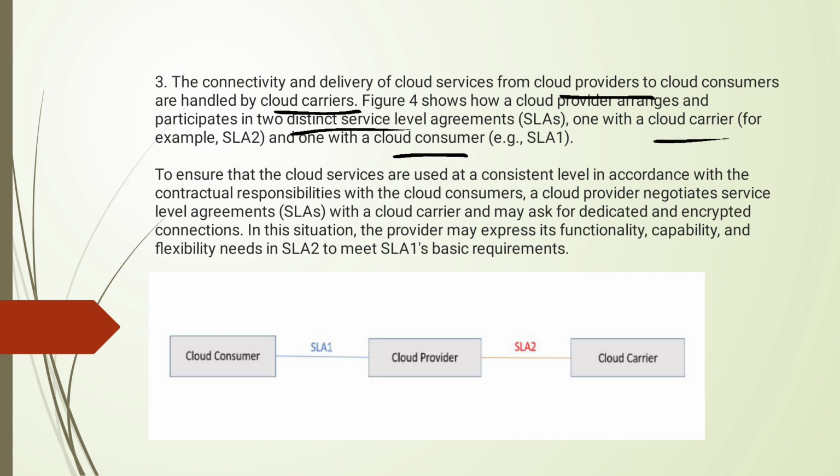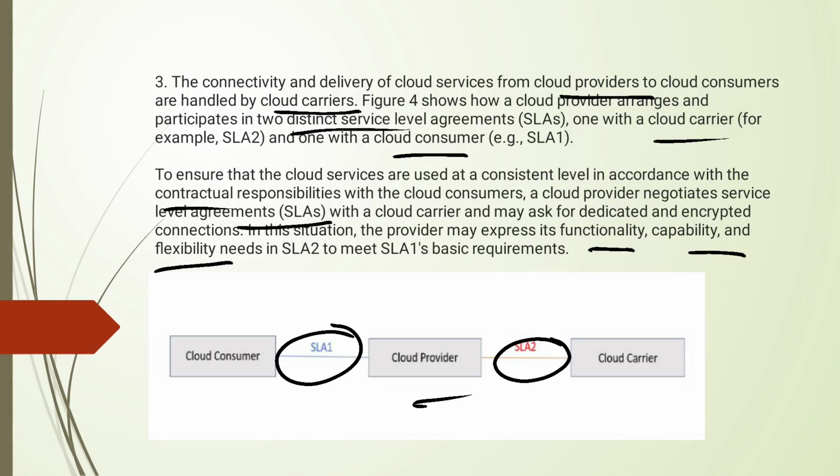To ensure that the cloud services are used at a consistent level in accordance with the contractual responsibilities with the cloud consumers, a cloud provider negotiates service level agreements with the cloud carrier and may ask for dedicated and encrypted connections. In this situation, the provider may express its functionality, capability, and flexibility needs in the SLA 2 to meet SLA 1's basic requirement. And these are the service level agreements, which is SLA.